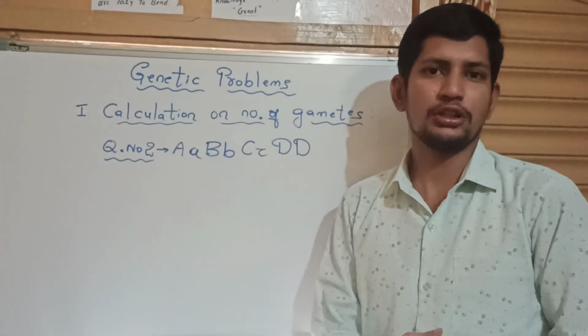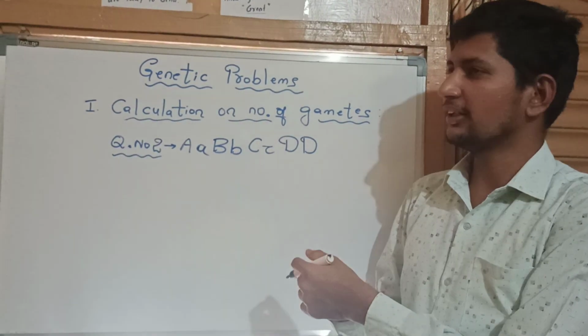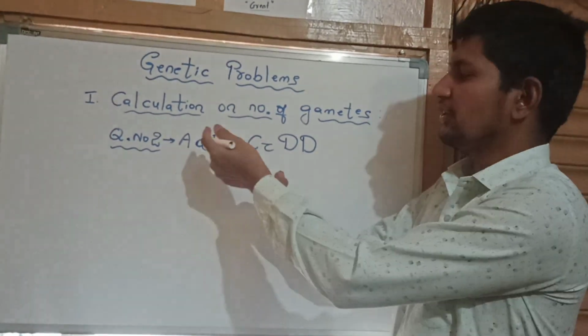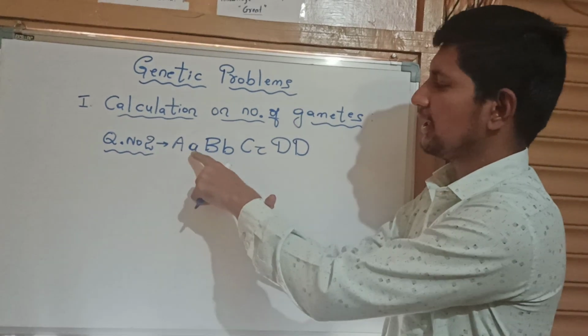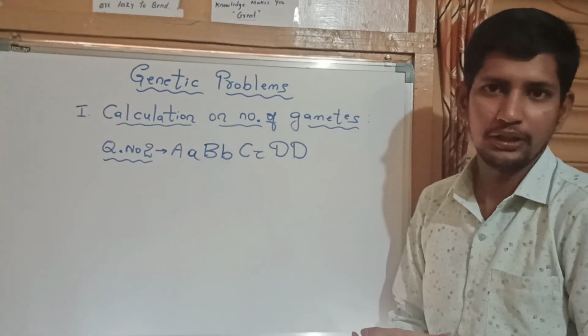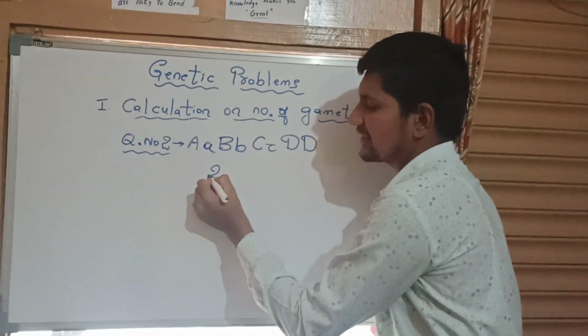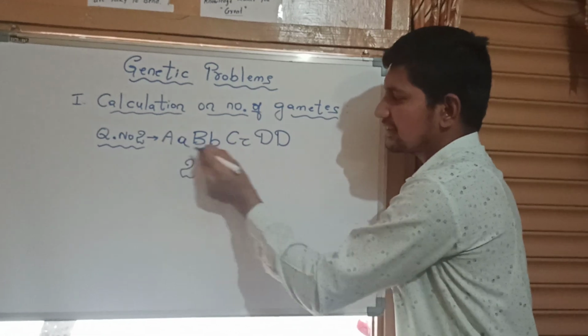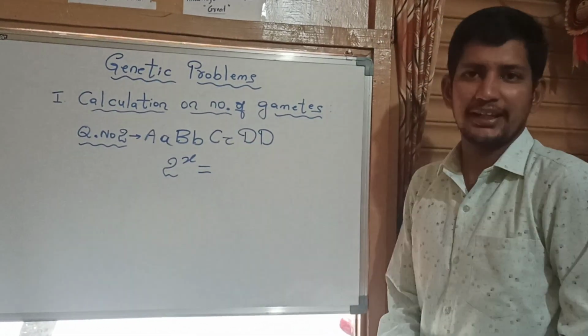I hope you observed the problem. Again they are asking how many types of gametes are produced by an organism with this genotype: capital A, small a, capital B, small b, capital C, small c, capital D, capital D. Again we have to use the same formula, 2 to the power x, where x is equal to the number of heterozygous conditions.